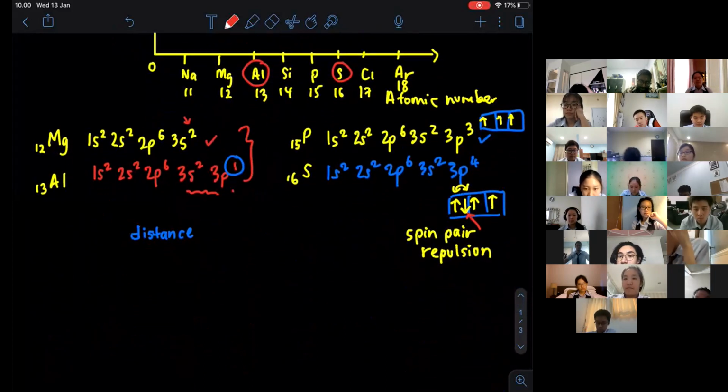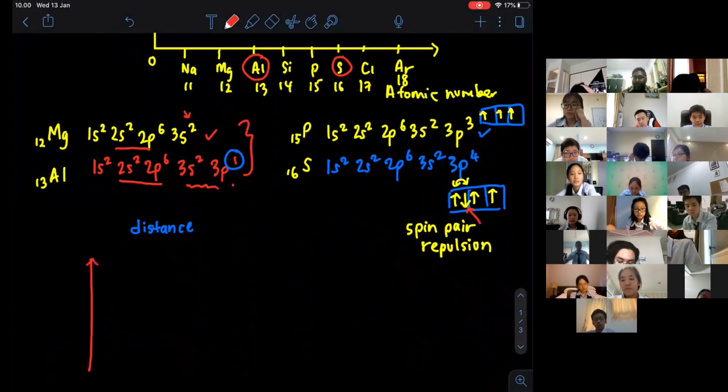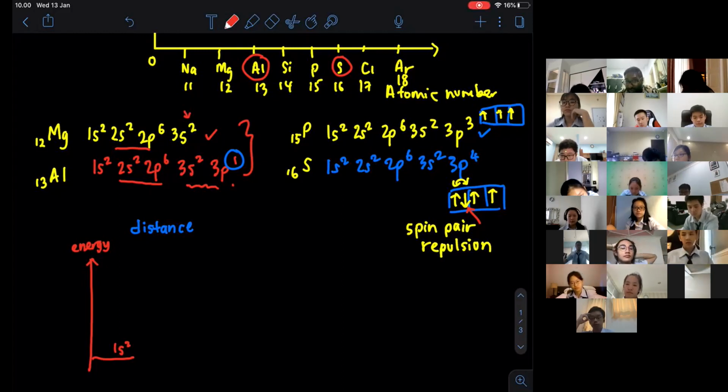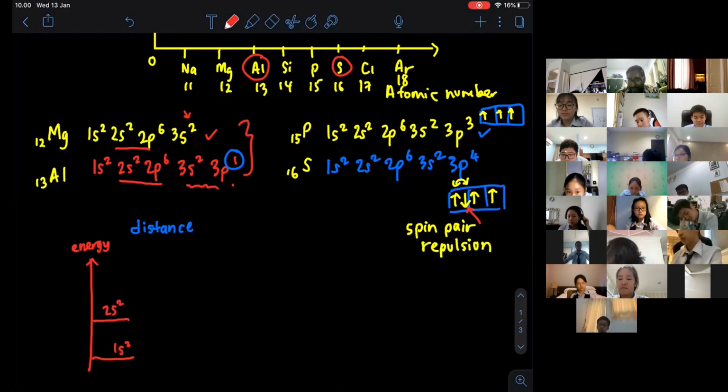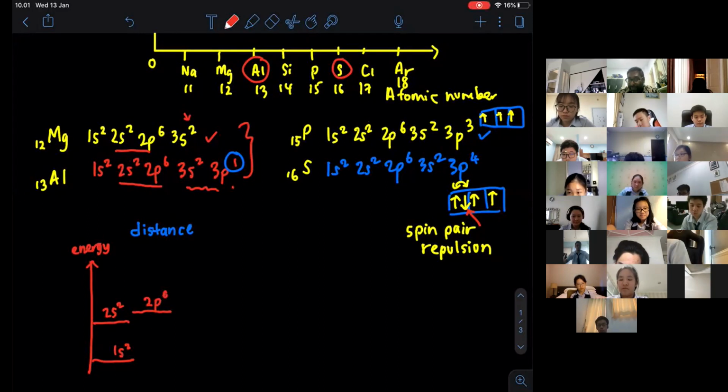When we have the same principal quantum shell, for example 2s and 2p, if you refer to the energy diagram, the 1s comes here, then we fill in the electrons from lower energy level first, then go to the higher energy. 2s is somewhere here, but 2p, even though in the same principal quantum shell, is slightly higher than 2s. Then 3s will be way higher, and 3p slightly higher than 3s.